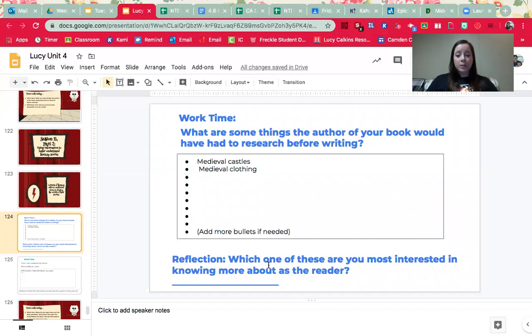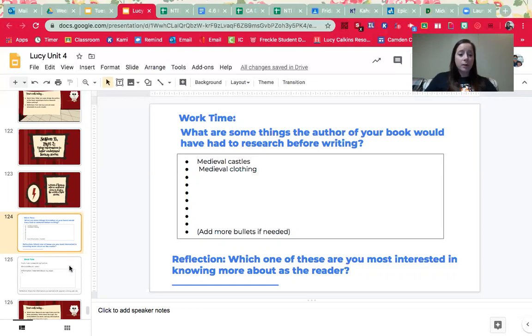Then for your reflection, you answered this question: which one of these are you most interested in knowing more about as the reader? So at first you were thinking, what did the author have to learn more about? And then for your reflection, you thought, which one of these would I as the reader want to learn more about? So today we're going to flip sides here and we're going to take the learning from the reader's perspective.